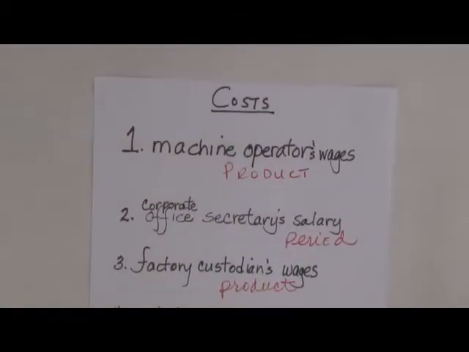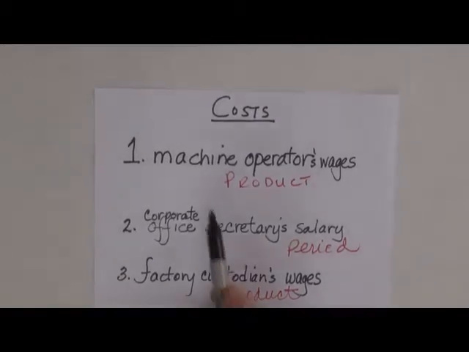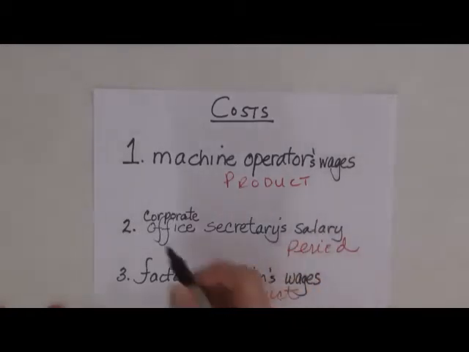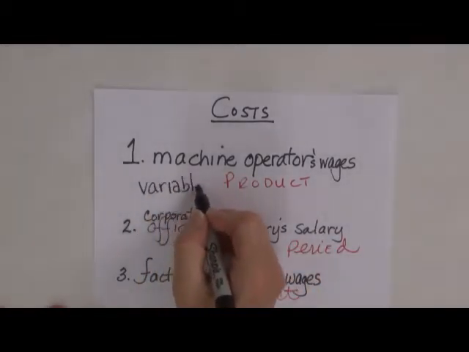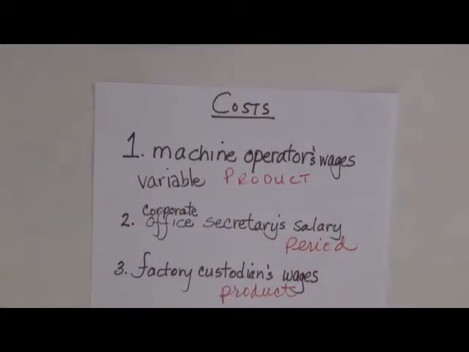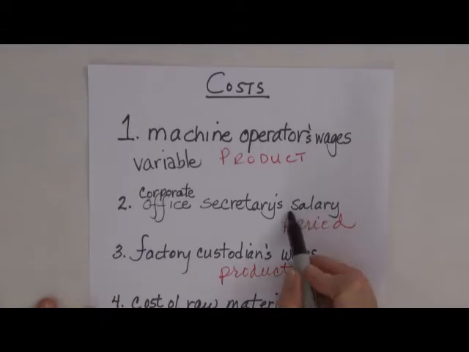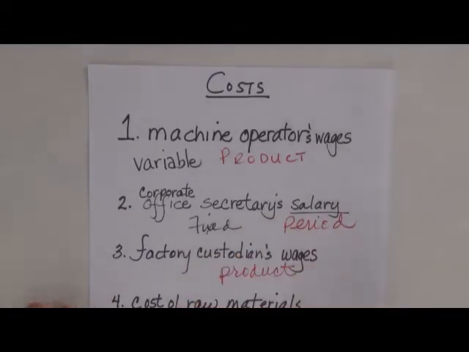Let's take a look now at those 5 costs we looked at earlier where we defined them as being product or period, and let's define them now in terms of their cost behavior. Machine operator's wages would be a variable cost. This person's getting paid X amount per hour. The corporate office secretary's salary is a fixed cost. It's the same each period.